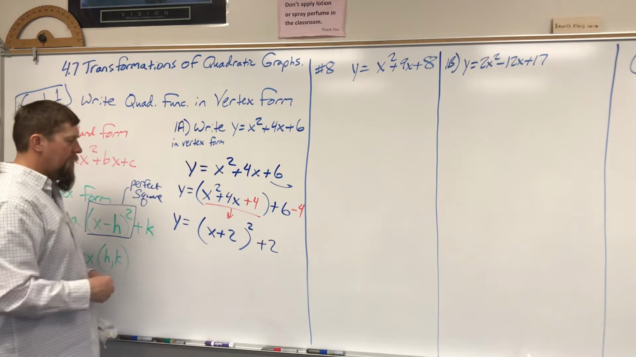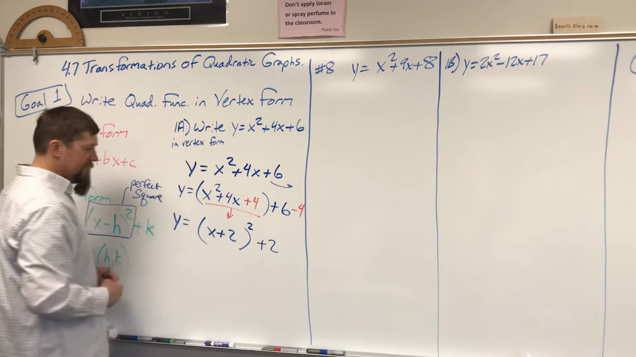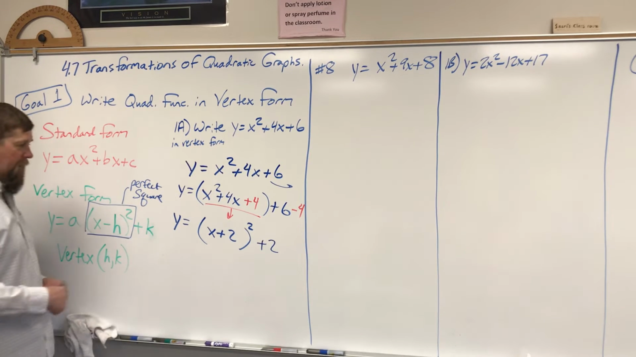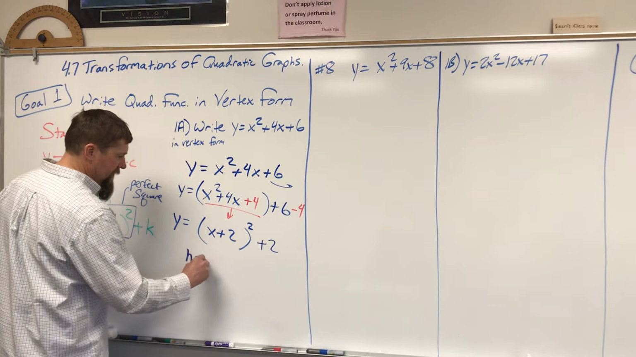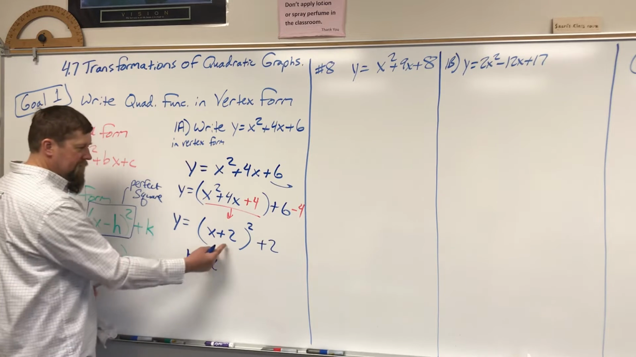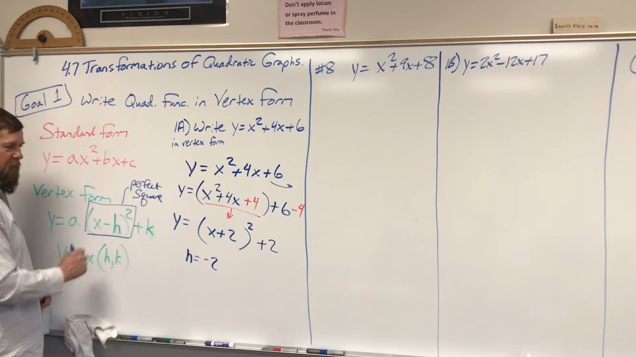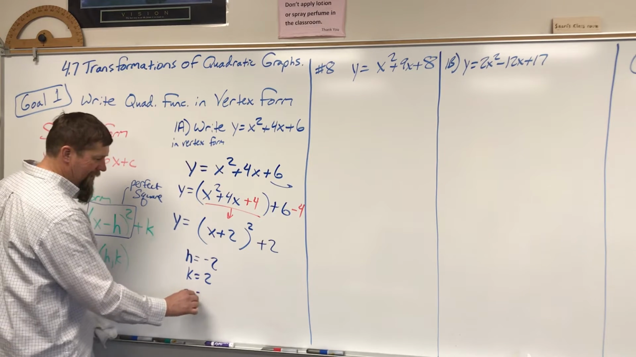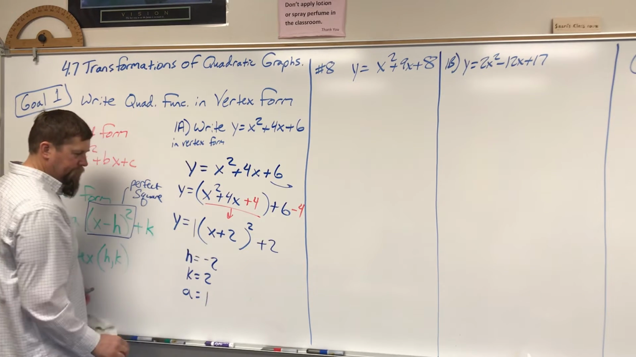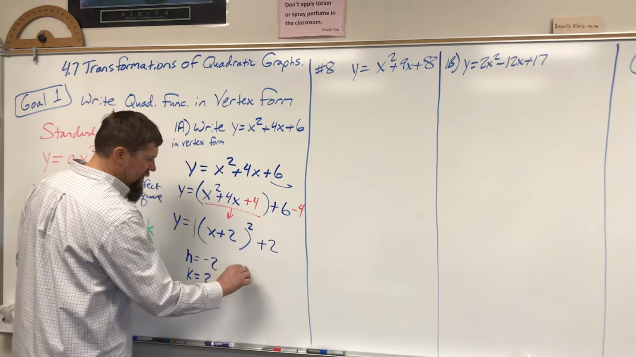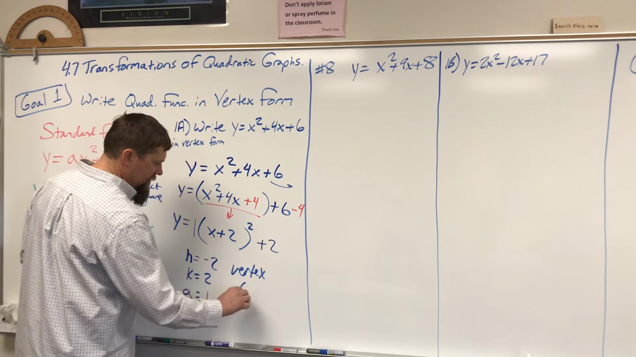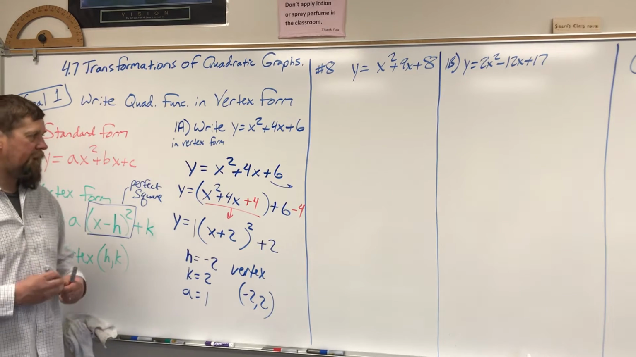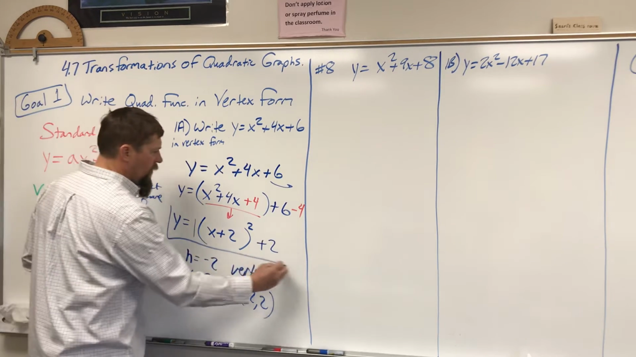So basically I have this now in vertex form. My h is -2, because it's the opposite of whatever number is there. My k is +2, and my a is 1. So my vertex is (-2, 2). This is vertex form.